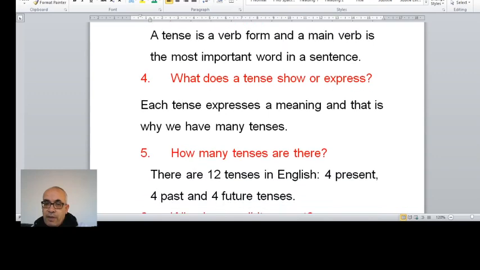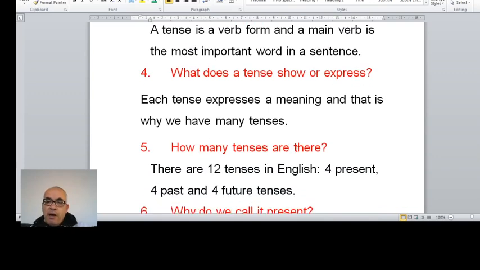Number 5. How many tenses are there in English? We have 12 tenses. Or you can say there are 12 tenses in English. We have 4 present tenses, 4 past tenses, and 4 future tenses. And I think we need a lot of explanation on these tenses. But today our lesson is only on the present simple tense.